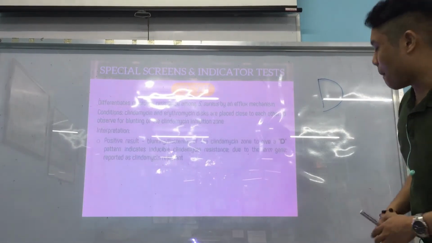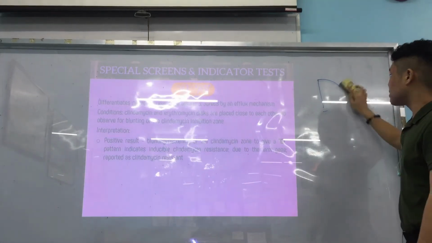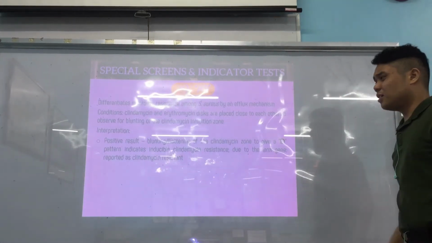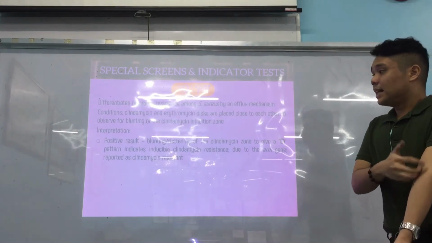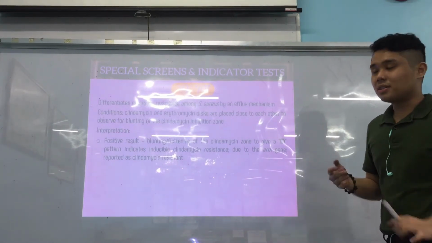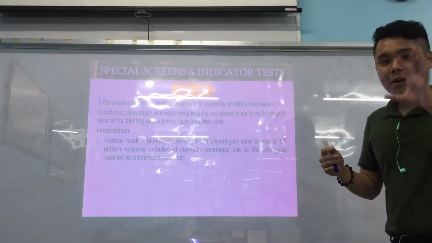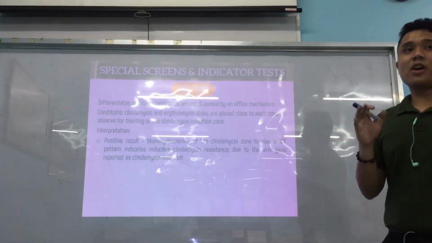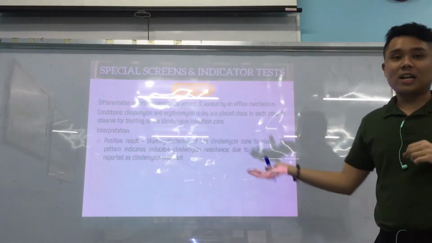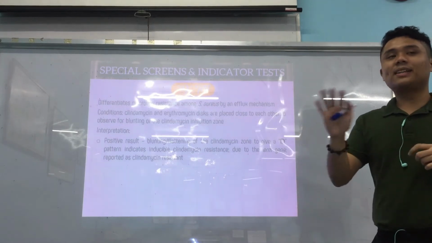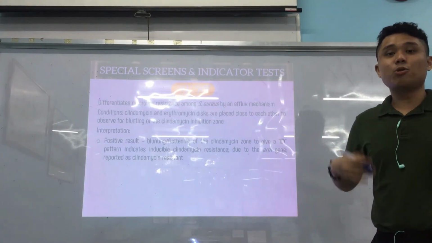So for interpretation, if positive for blunting, it indicates an inducible clindamycin resistance. Now, most of your S aureus are susceptible to clindamycin, but there are now instances where they have inducible resistance.